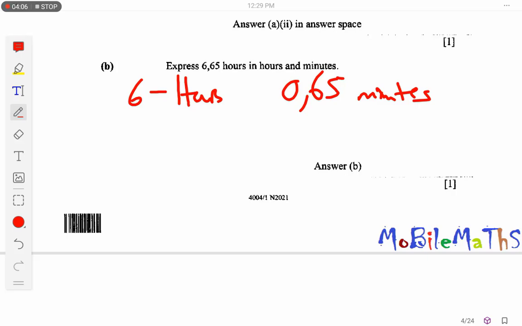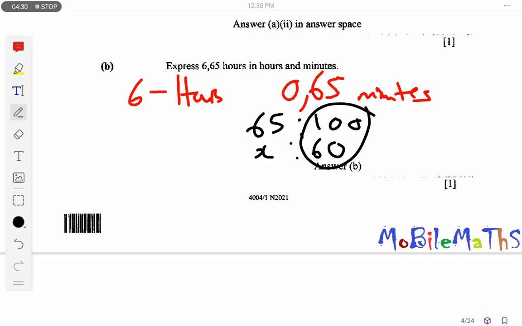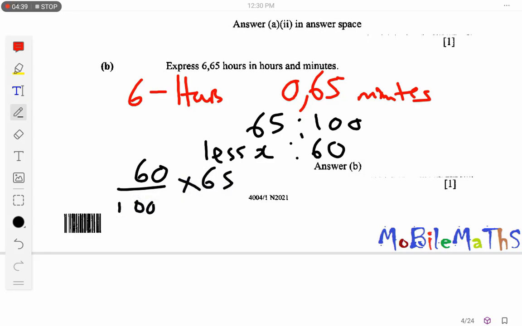So what I'm going to do, I have to convert these minutes, which are written in terms of over 100. It's like I'm saying 65 is to 100, then x is to 60 minutes. I want to convert it back to minutes, so it's going to be less. You see, 100 is more than 60, so it's going to be less here. So I'll say 60 over 100 times 65. These zeros cancel. 10 into 65, that's 6.5. So I have 6 times 6.5, which gives me 39 minutes.